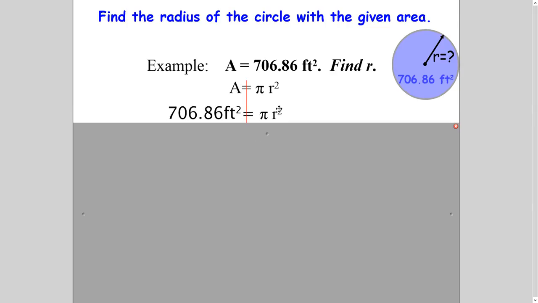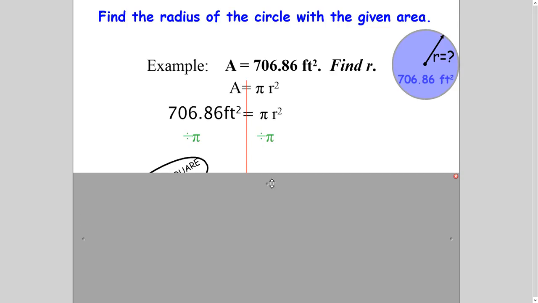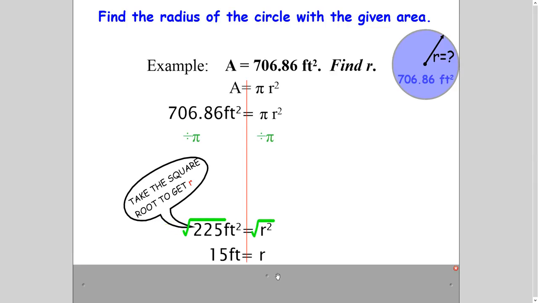So we want to get r squared by itself. We'll divide both sides by pi. When we do, we end up with 225 feet squared equals r squared. To get r by itself, now you have to take the square root. So you take the square root of 225, and you end up with 15 feet equals r. And you could go back in and check, put in 15, square it, times it by pi, see if you get the same answer.